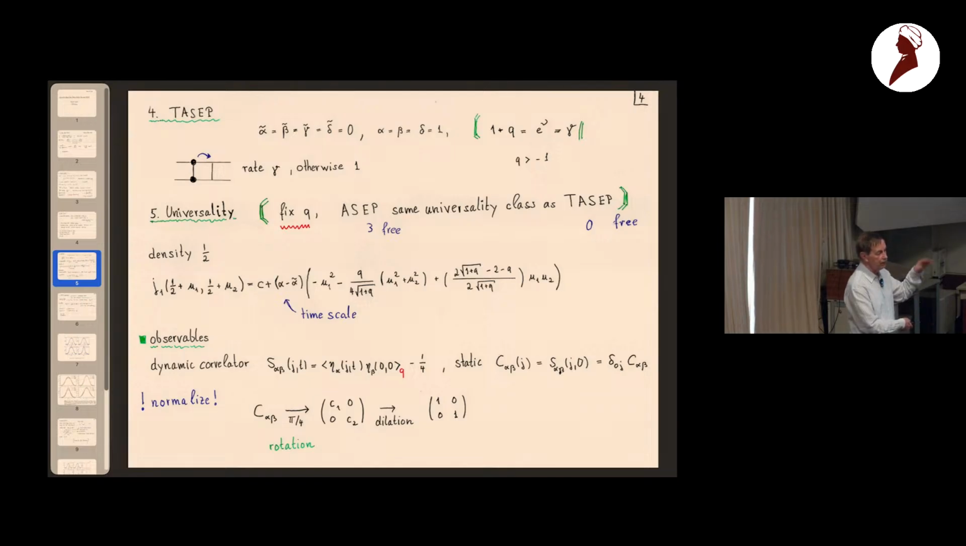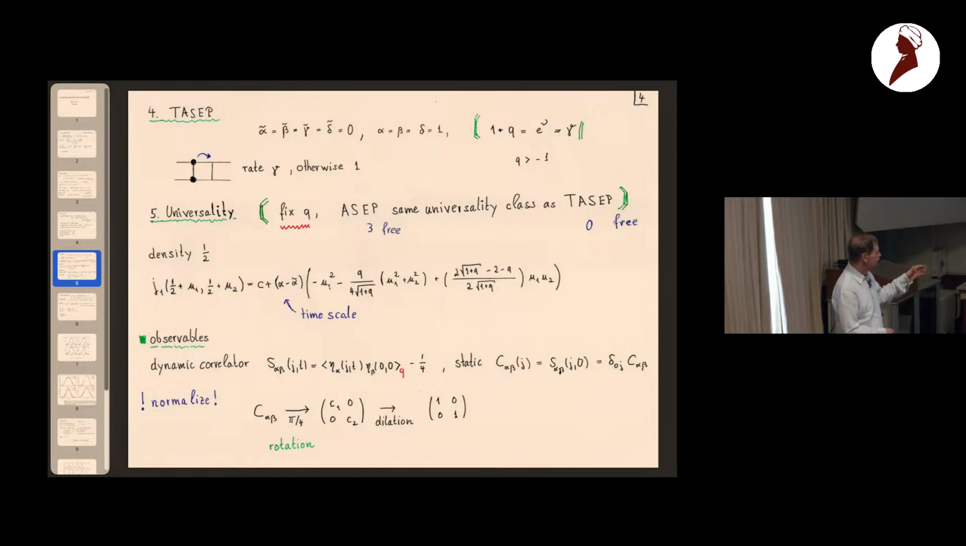And so from now on, I will just look at the TASEP. Because by this argument, the other ones have sort of lost interest, so to speak. Okay. Now comes the question of the observables. And this is a little bit biased by what we did.